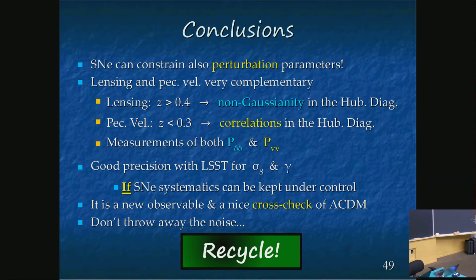Maybe you should have put this in the talk. So I'm still a bit confused about the method. The way that P delta delta is measured here is through the lensing along the line of sight. Now with P VV, you're trying to do something more direct. You're measuring the velocity field using supernovae and trying to get, for example, constraints on the linear power spectrum.